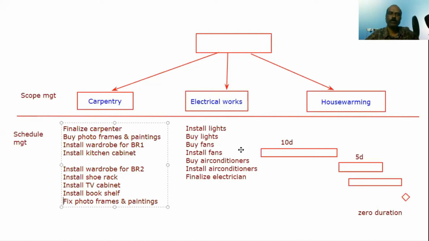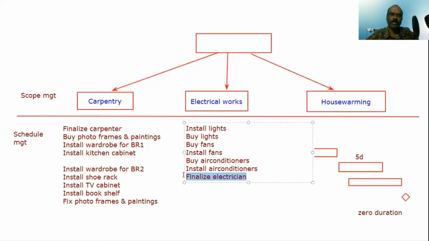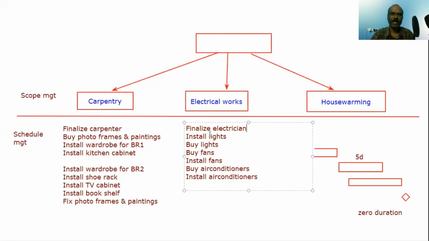Similarly, these also we need to reorganize. We know that the electrician has to be the first one that has to be finalized. Even before I buy lights or fans, maybe I want to finalize the electrician because I want to get some advice from him. Hey, this big hall, should I put one tube light or two tube lights? What is the power for the tube light, right? What is the watt? Should I buy 40 watts or 32 watts or whatever? We need to talk to him so that we can do the work better.